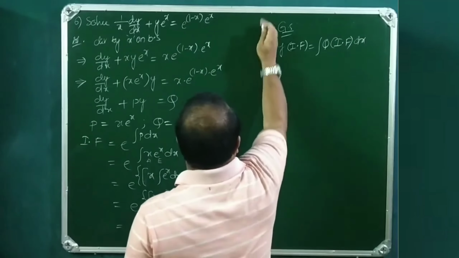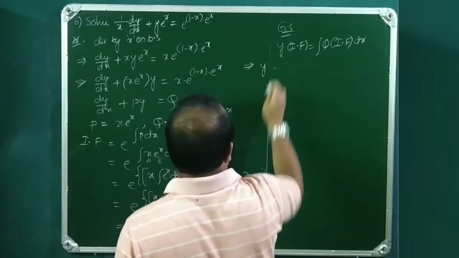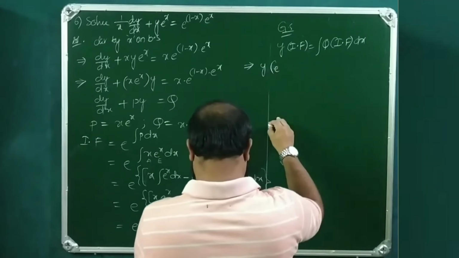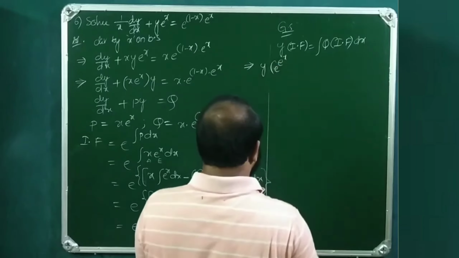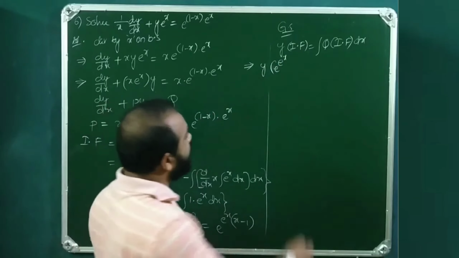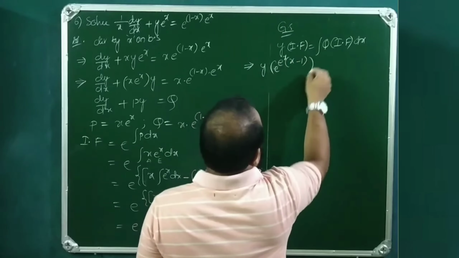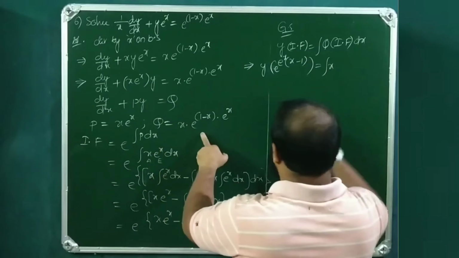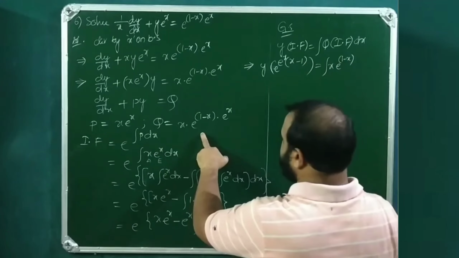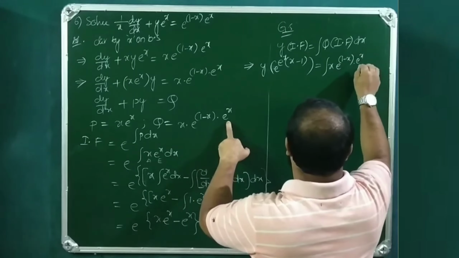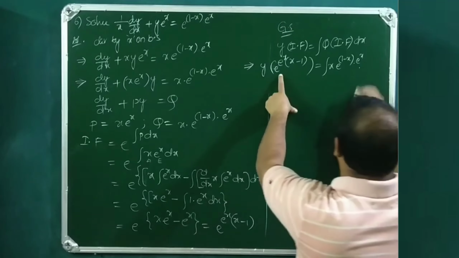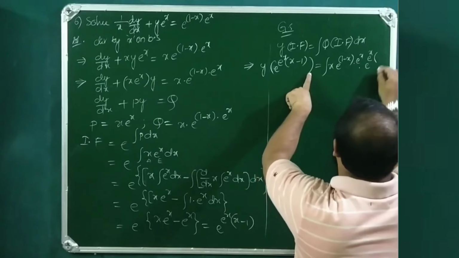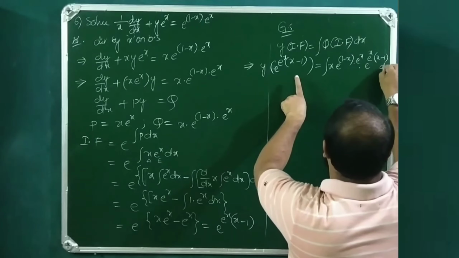So this is y into integral factor, which is e power x into x minus 1, is equal to the integral of q, which is x into e power 1 minus x, into the integral factor, e power x into x minus 1, dx.